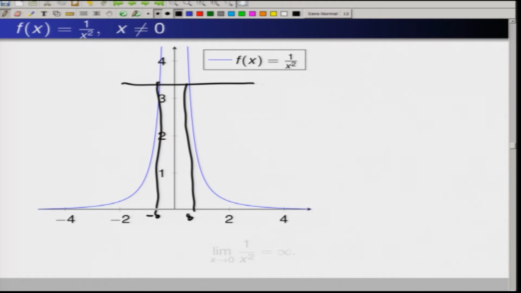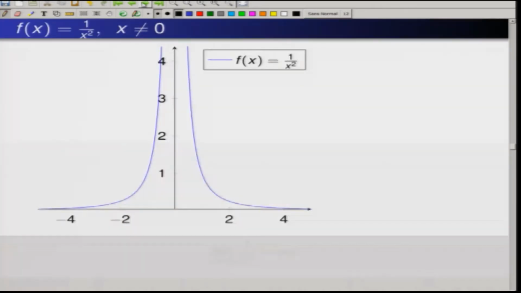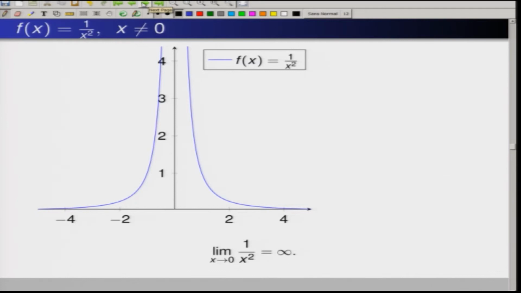Wherever you fix your m, suppose your m is somewhere here, however large, you can go up to this. Beyond this, in this interval, f of x is definitely going to be bigger than the m we have chosen. So, we can write that the limit of 1 by x square, as x goes to 0, is equal to infinity.